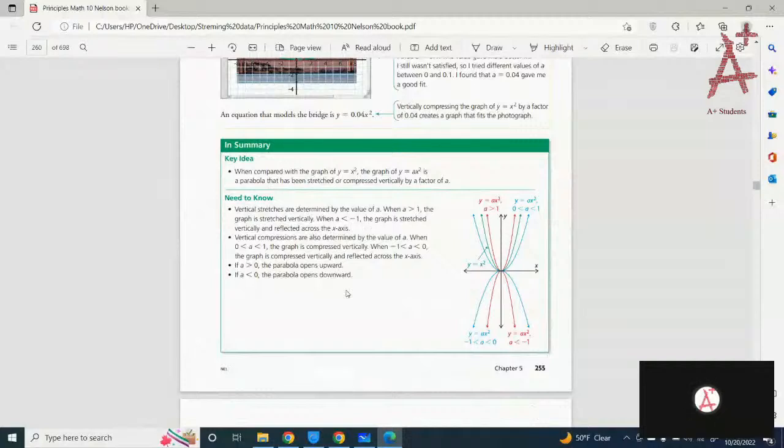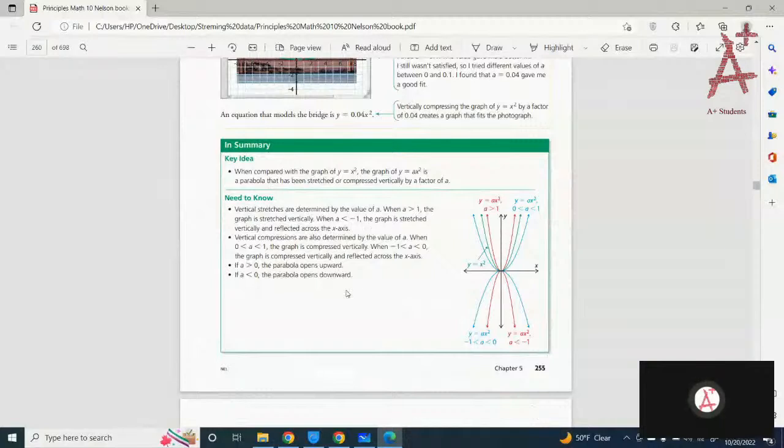Got it? Vertical stretches are determined by the value of a. If the value of a is greater than 1, that means it is stretched vertically. Got it? A is greater than 1, the graph is stretched vertically. When a is less than -1, that means the graph is stretched vertically and reflected across the x-axis. Negative values always give a parabola that opens downward.